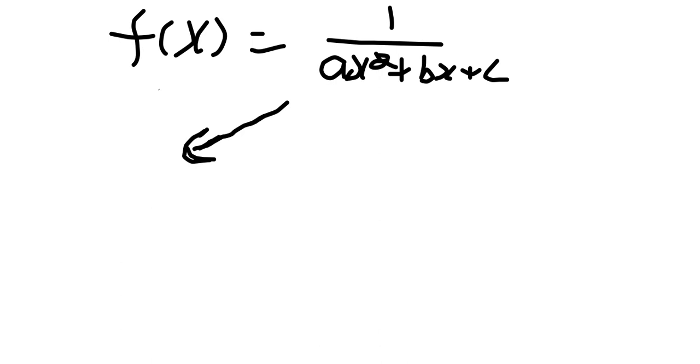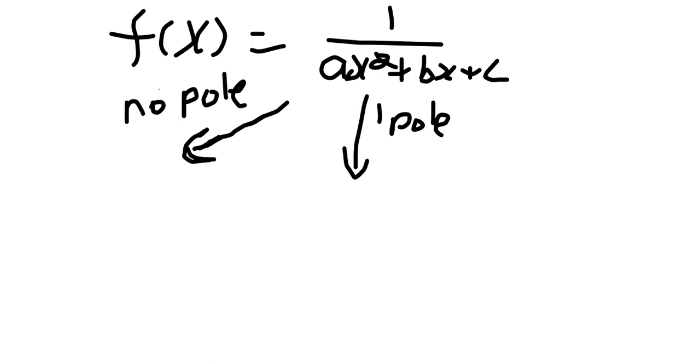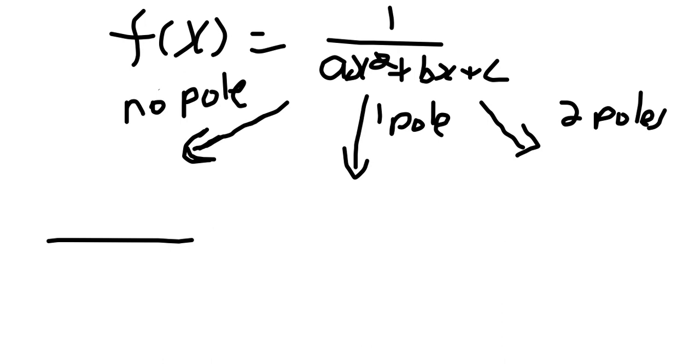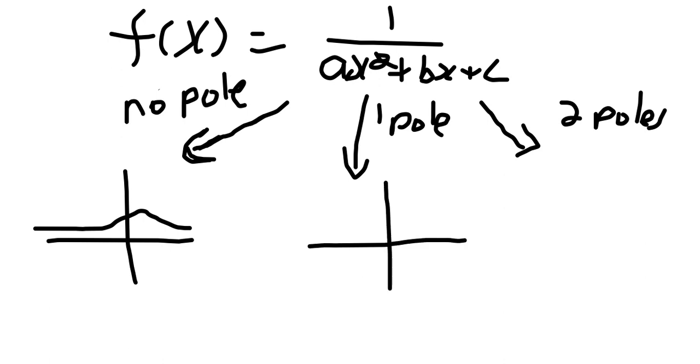So a function like this may have no poles, which really just means that the quadratic at the bottom has no roots. Or it may have 1 pole, which means there's 1 double root to the quadratic. Or it may have 2 poles. And the poles turn into vertical asymptotes. So if you have no pole, then your function is going to look like this. If you have 1 pole, let's say the pole is right here, your function is going to look like that.